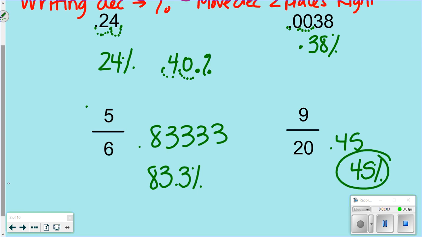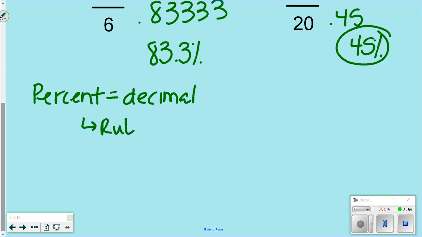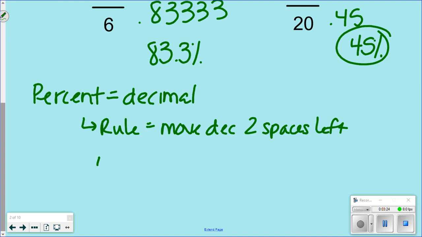Another thing I want to quickly talk about, and I don't have this here, but what if I want to change a percent to a decimal? The rule is simple. Just like above, you're going to move the decimal 2 spaces left. So if you have 43%, your decimal is always at the end of a whole number. So you move it 2 spaces this way.